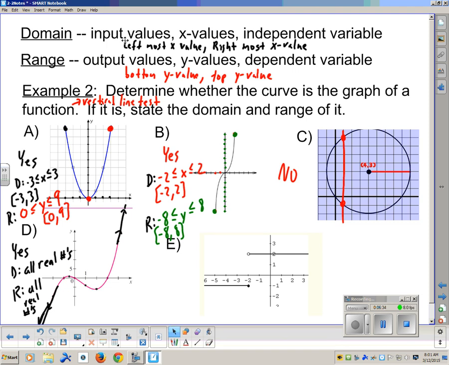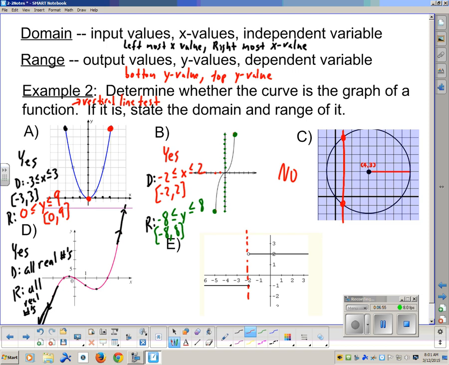And then let's look at letter E over here. Again, does it pass the vertical line test? Yes, it's only going through one point at any given time. And look here, here's the kind of tricky spot. Let me show you the tricky spot after I erase these. The tricky spot is right here.